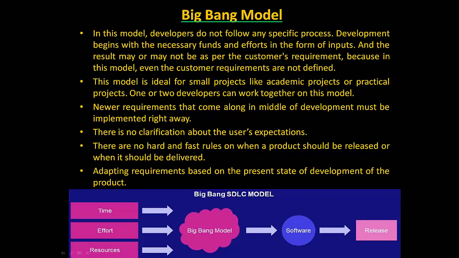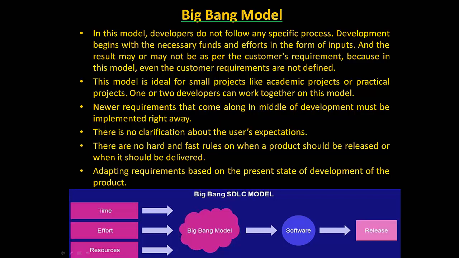So the next model is the Big Bang model. In this model, developers do not follow any specific process. Development begins with the necessary funds and efforts in the form of inputs. If a customer comes and gives input, that will be implemented by the developers, and the result may or may not be as per customer requirements, because in this model even the customer requirements are not defined. This model is ideal only for small projects like academic projects or practical projects. One or two developers can work together on this model.